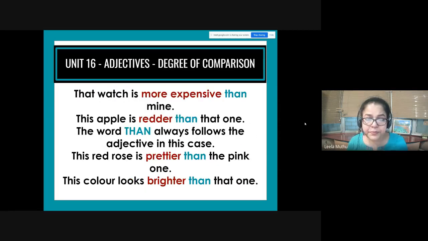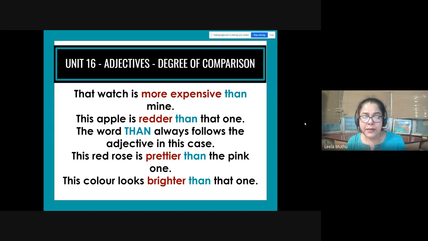Okay? Now again, that watch is more expensive than mine. Let's say you meet your friend and then you say, this watch is really expensive. But I think your watch, it is this brand, it is definitely more expensive than mine. You're comparing two watches in this situation.